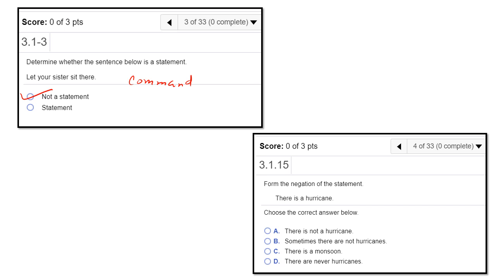In question 4, you're asked to form the negation of a statement. And it says there is a hurricane. The negation simply puts the word not in there. So the negation would be answer choice A, there is not a hurricane.